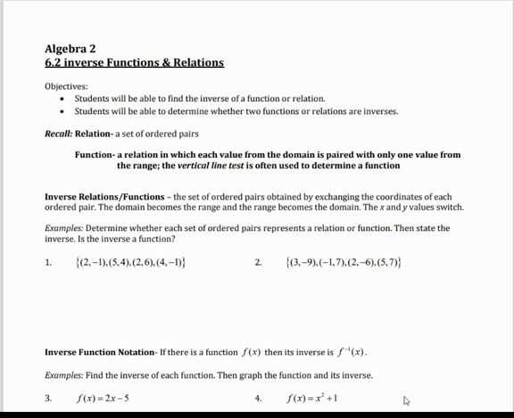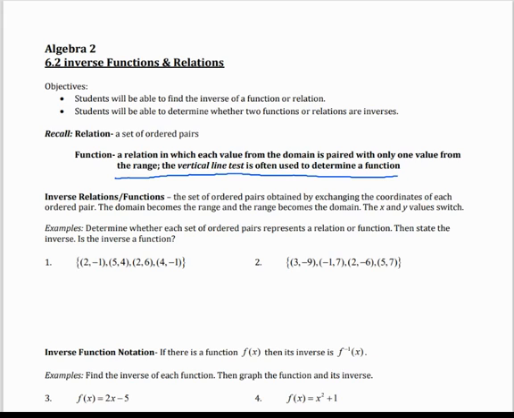It's a relation in which every x value from the domain is only paired with one y value from the range. We can look at points to determine if we see y is repeating. The other way is if there's a graph given, we use the vertical line test. So please make sure you remember everything about a function.